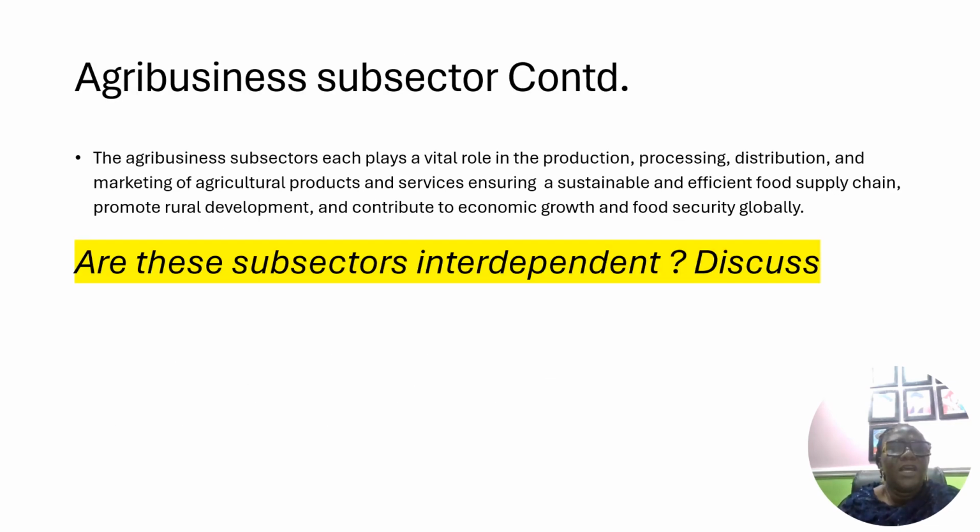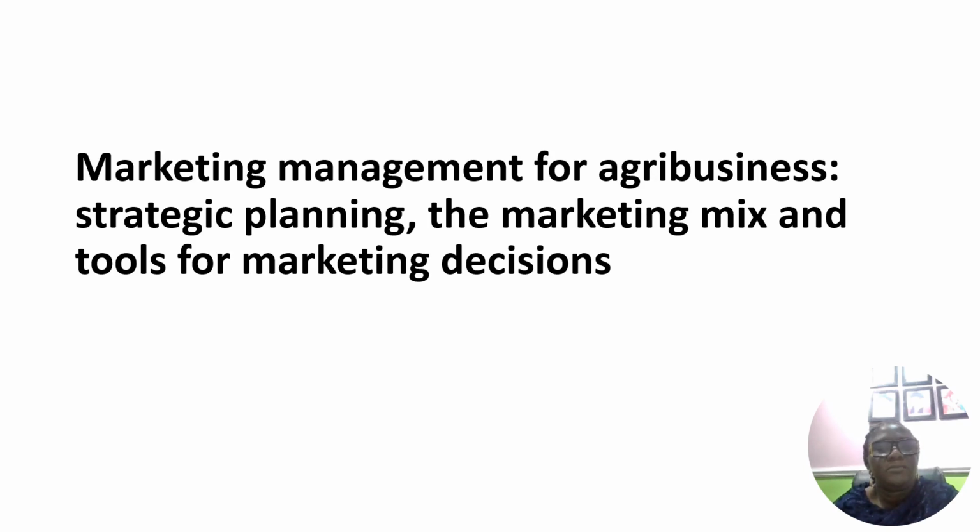These subsectors in agribusiness are interdependent and relate: the progress or success of one subsector affects the progress, success, or failure of another subsector. These are issues that you should discuss and find out about the interdependence that exists within the subsectors of agribusiness.